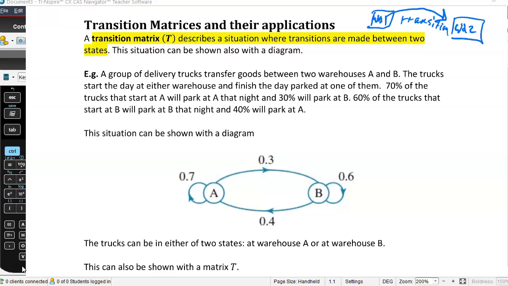A group of delivery trucks transfer goods between two warehouses, A and B. The trucks start the day at either warehouse and finish the day parked at one of them. So they start the day at either A or B, doesn't matter which, and then at the end of the day, they end at either A or B. If they start at A, they don't have to end at A. If they start at B, they don't have to end at B, etc.